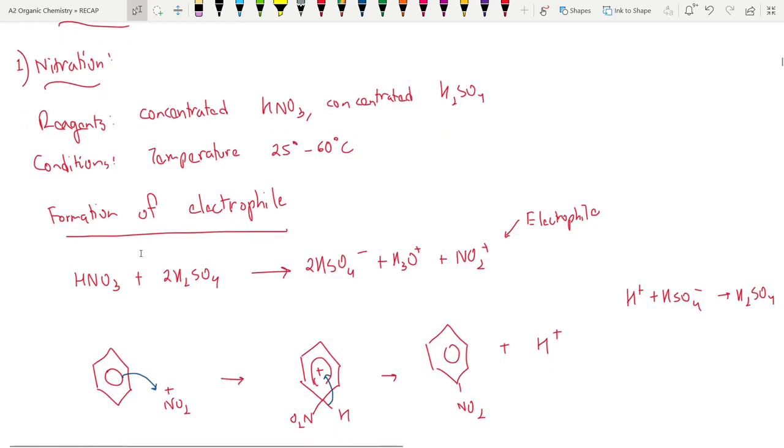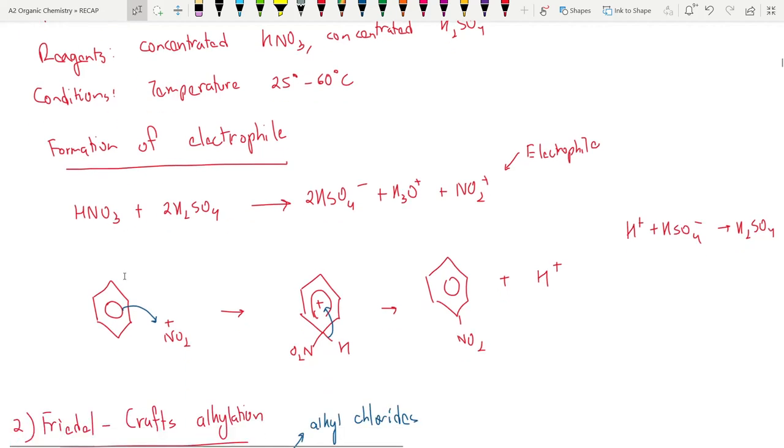So you need to know how the electrophile is formed. There are multiple equations, but I would recommend learning this. This is the best one. We get the nitronium ion, which is the electrophile. Electrophiles are positive in nature. They love negative things, negative electrons, okay?